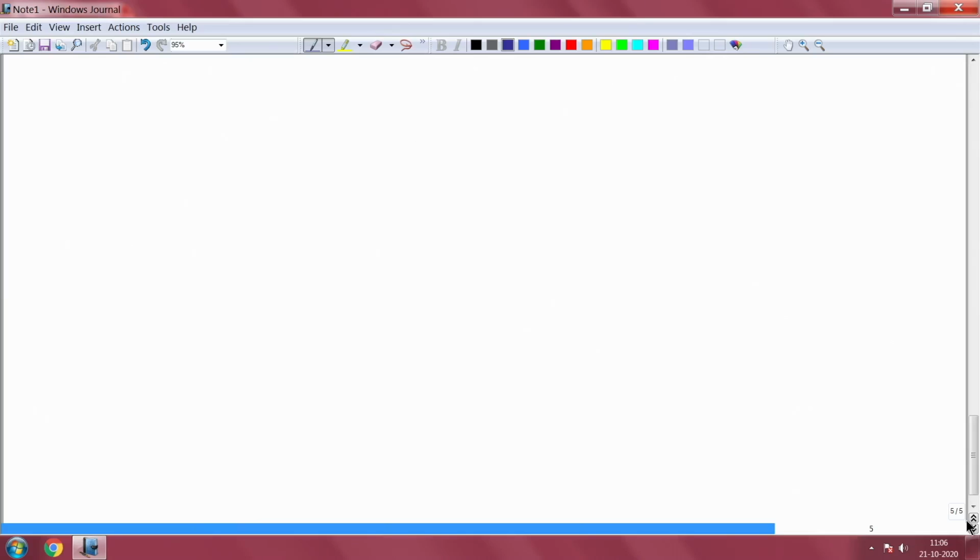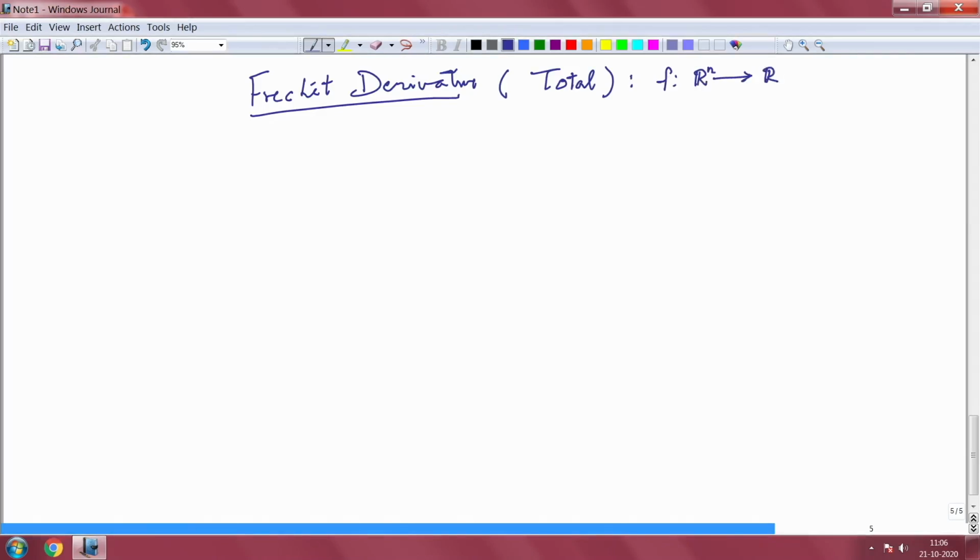We will go a little more into the definition, and I will give you the stronger definition. It is called the Frechet derivative, or you also call it the total derivative. So, you have your function f from R n to R n, and you fix some x naught in R n.